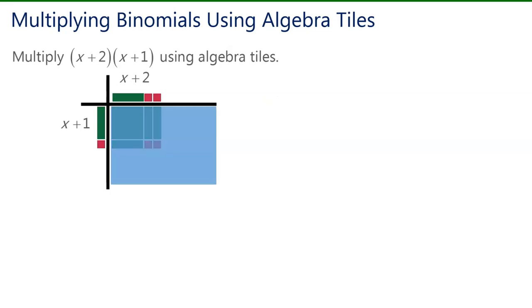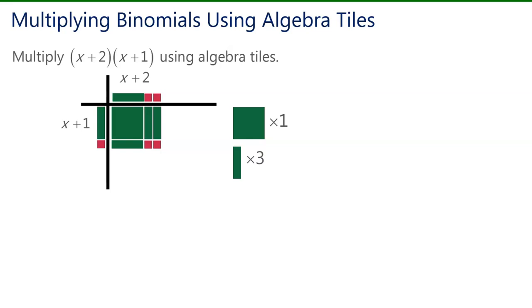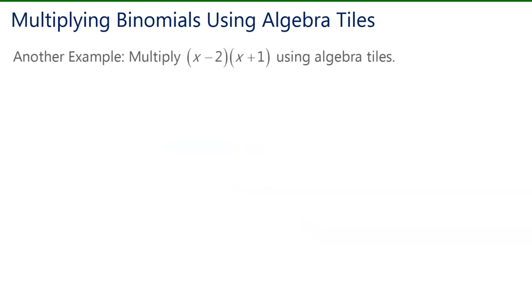Of course, inside the working area of our t-square, we have one x squared tile, 3 x tiles, and 2 1 tiles. So the product x plus 2 times x plus 1 is x squared plus 3x plus 2 using algebra tiles. Here's another example.